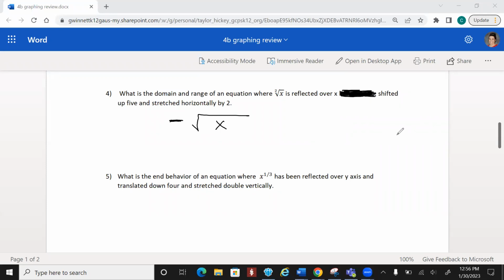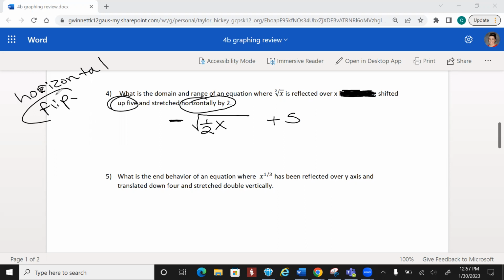Negative is going to be out front. Shifted up 5. So what is that going to do to our equation? Yep, +5 on the outside. And then stretched horizontally by 2. So what are we going to do? Flip the fraction and then put the 1/2 on the inside. Remember, horizontal, you flip. Okay, horizontal, you flip the fraction, you put it on the inside.